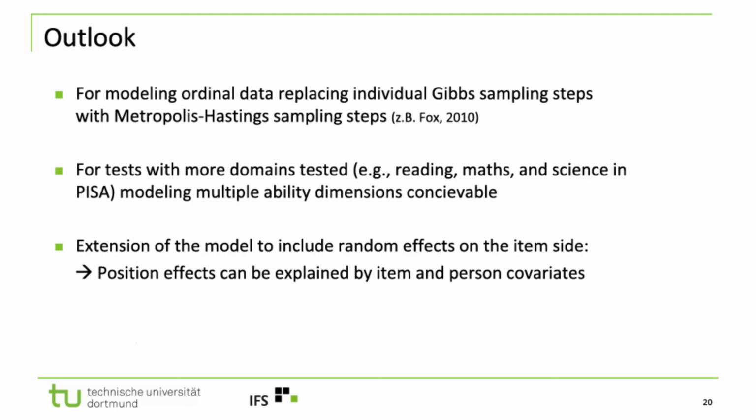Which brings me to the outlook. In the near future, an algorithm should be available that can also process polytomously coded data, implementing Metropolis-Hastings steps. Furthermore, we would like to allow even more dimensions so that it's possible to analyze position effects simultaneously with several ability dimensions for tests with more content domains, as is the case with PISA, for example. And the last thing I would like to mention here is that we would like to extend the model to include random effects on the item side as well, to also examine item covariates and to what extent these are related to position effects.